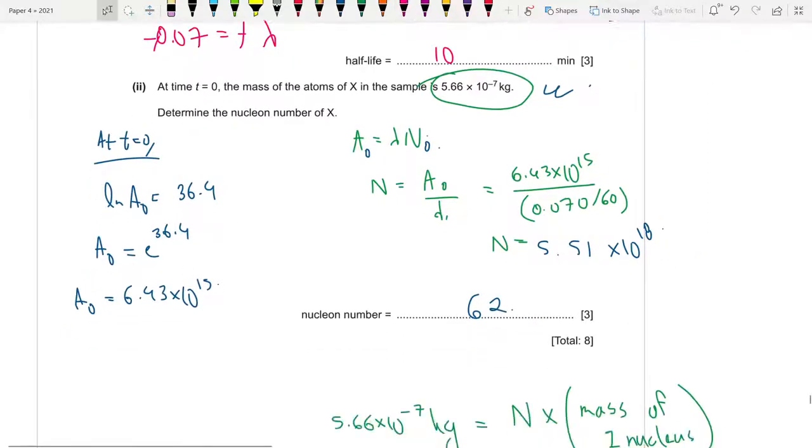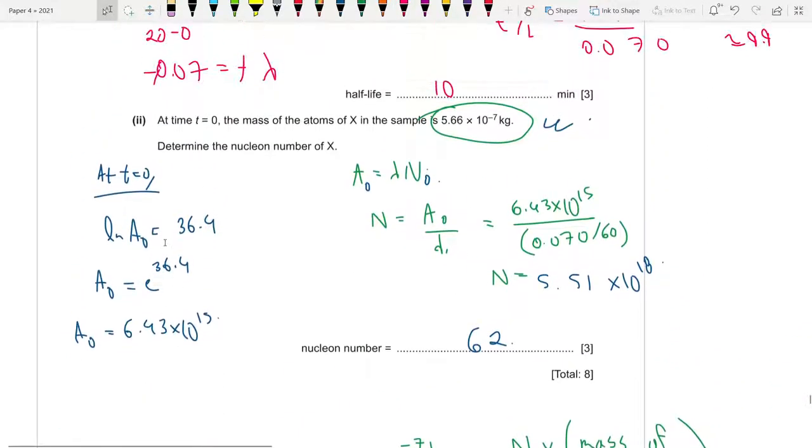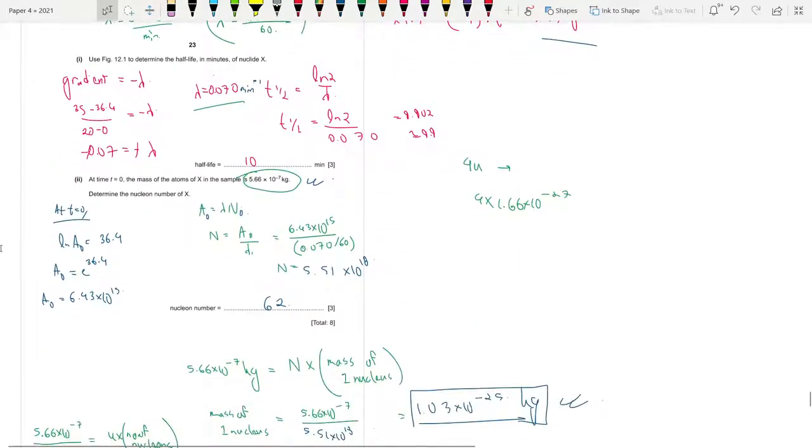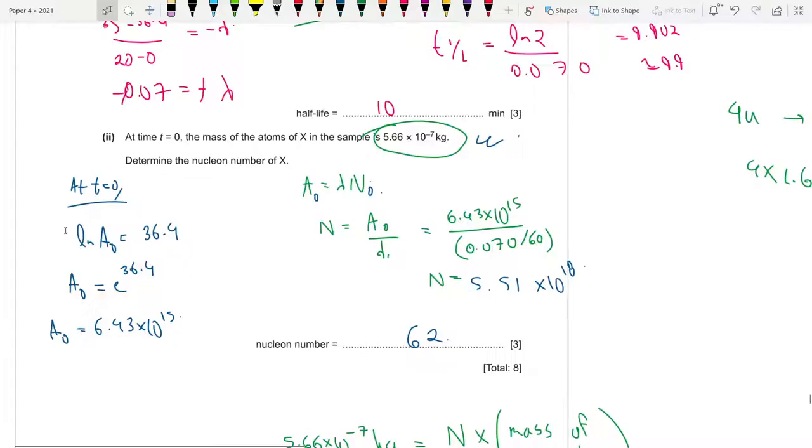Now the next one is a bit difficult. This is a bit hard, okay? So at time 0, the mass of the atoms in the sample is this. Determine the nucleon number of X. Interesting. So at time 0, we know that the activity is ln A naught equals 36.4 from the intercept, and A naught is equal to e to the power 36.4. Where am I getting this? From the rearrangement of the equation at first, okay? Now A naught is equal to 6.43 into 10 power 15. This was the initial activity.